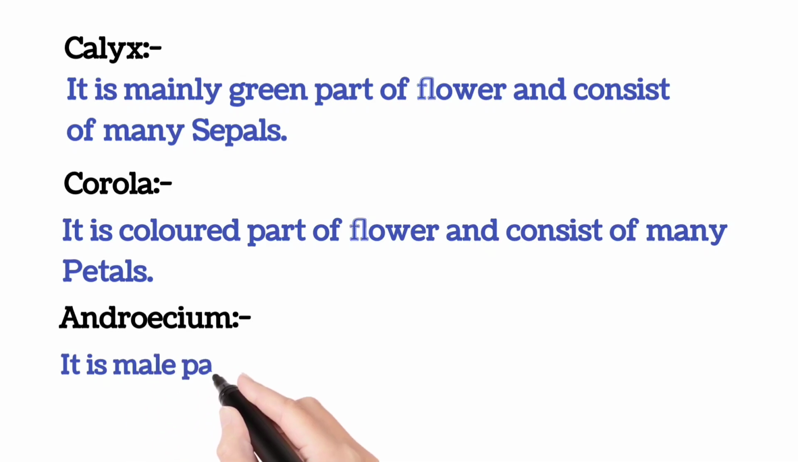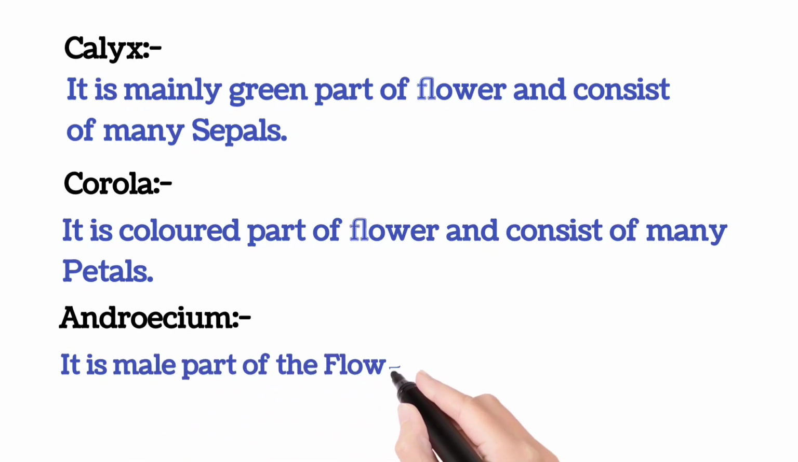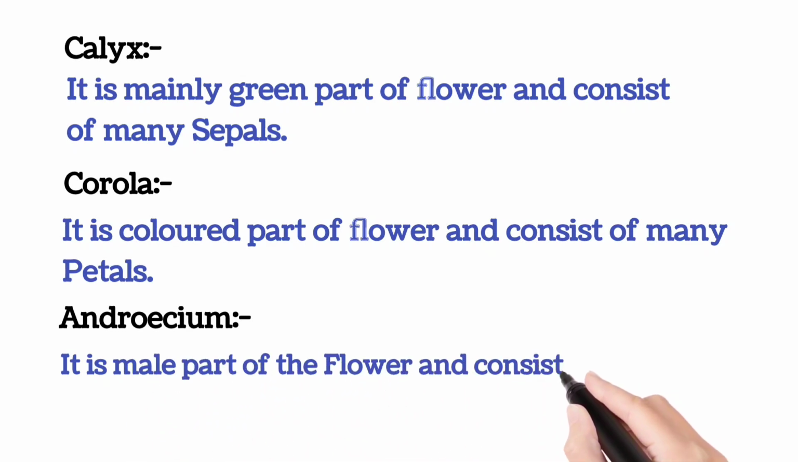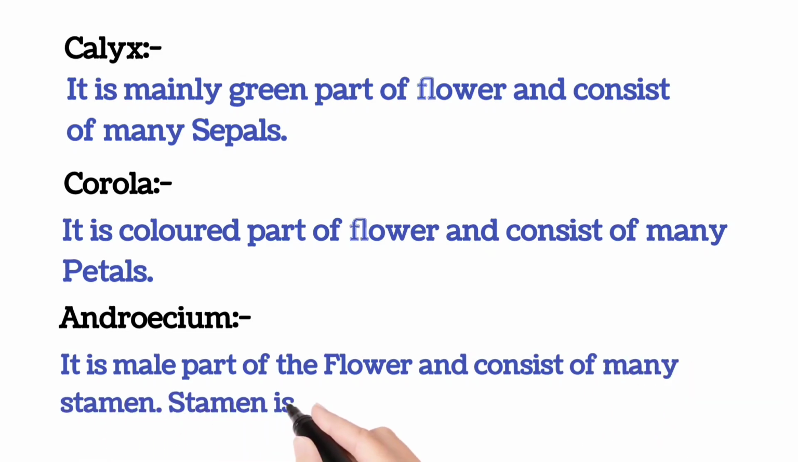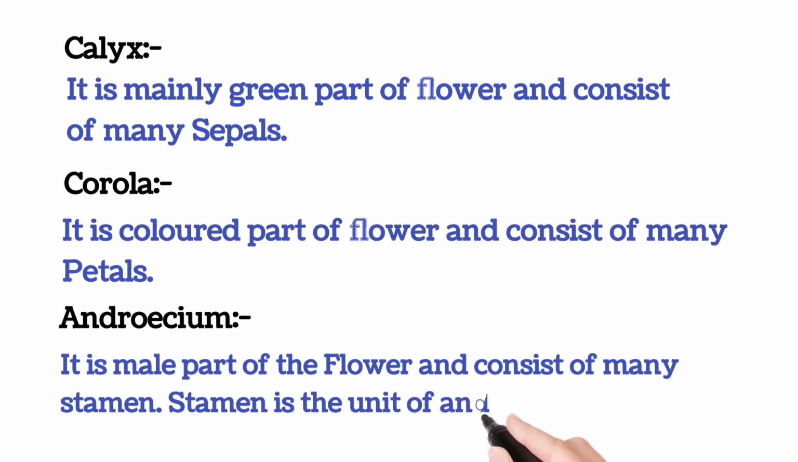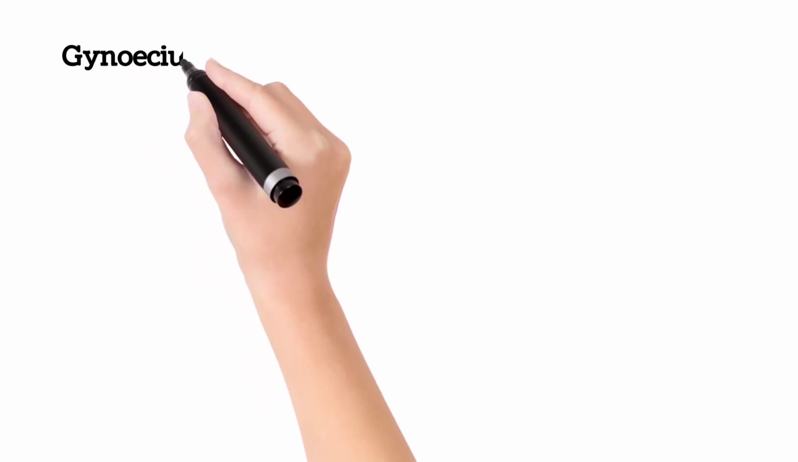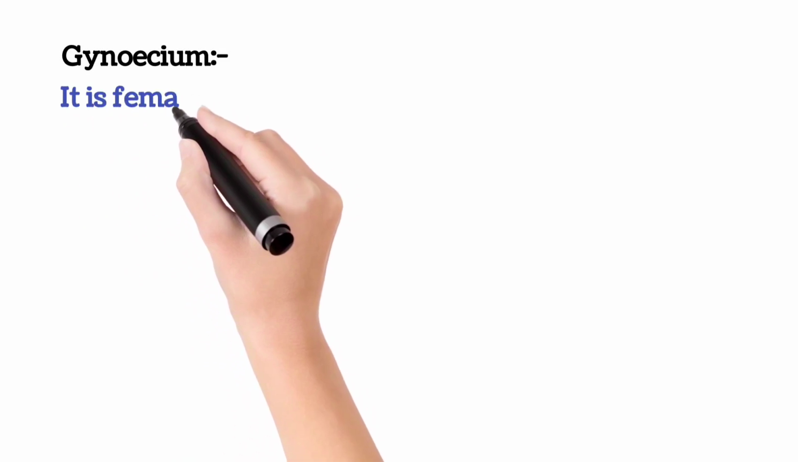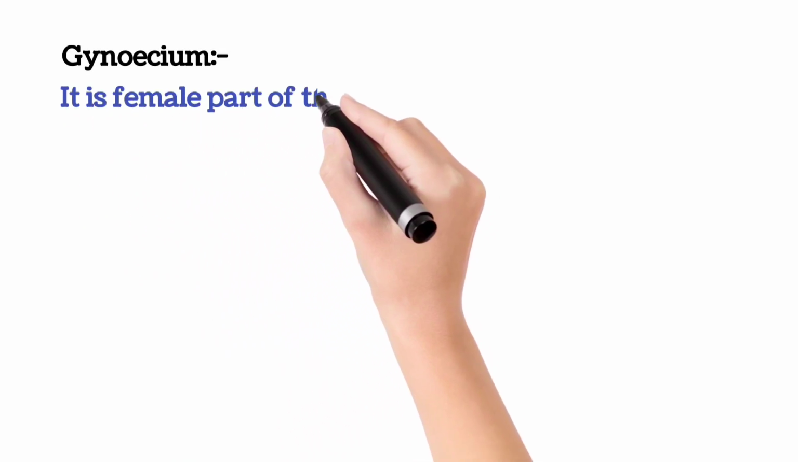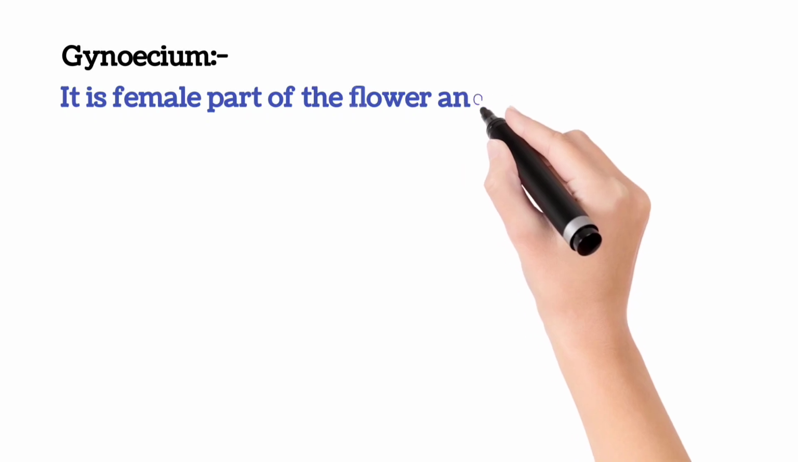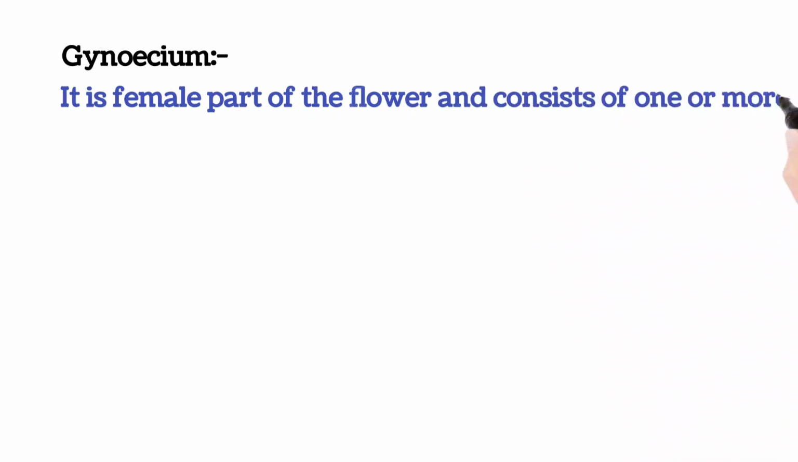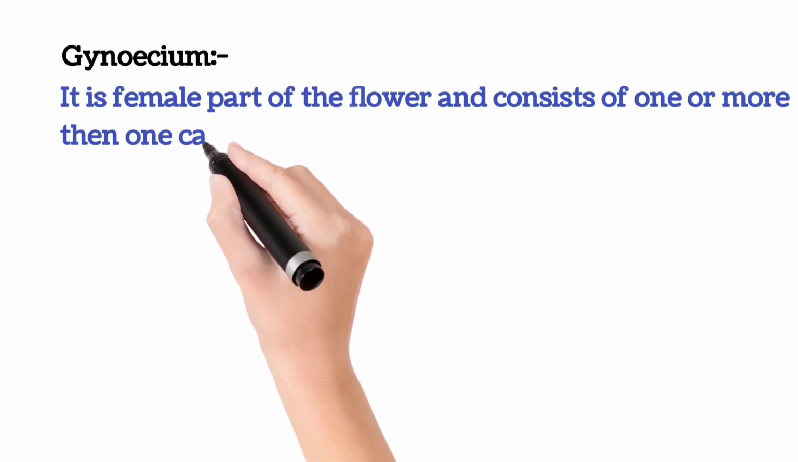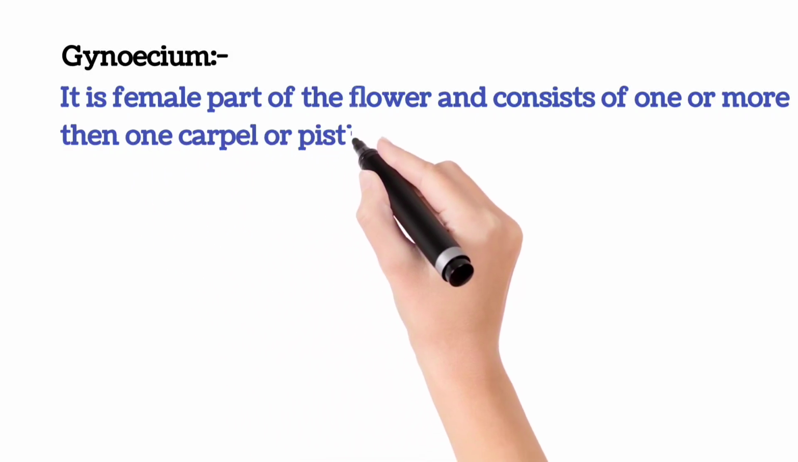Androecium is the male part of the flower and consists of many stamens. Stamen is the unit of androecium. Gynoecium is the female part of the flower and consists of one or more than one carpel or pistil.